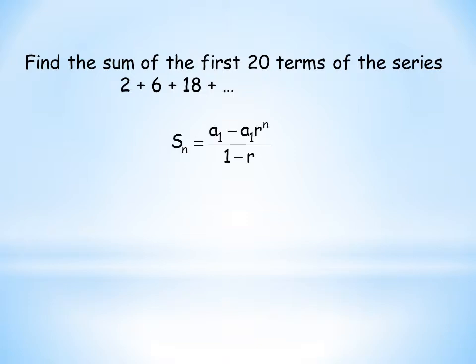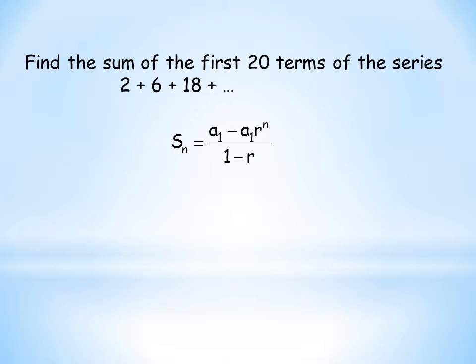the formula that we will use is this. The sum of the terms equals the first term times 1 minus the common ratio raised to the n, which is the number of terms, and you're going to divide that by 1 minus the common ratio.